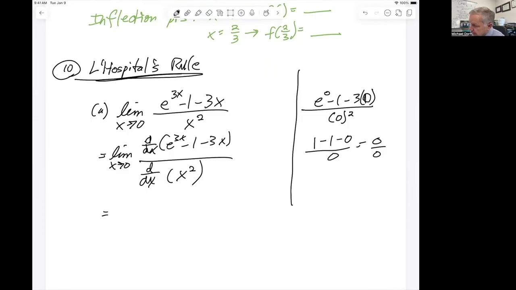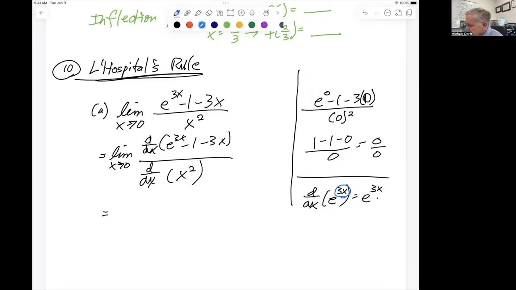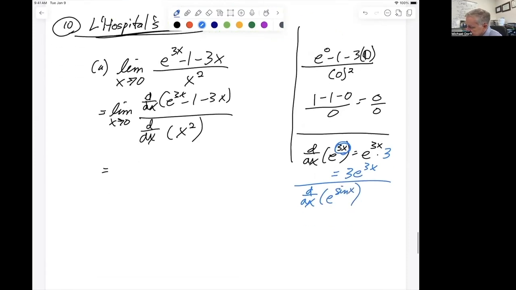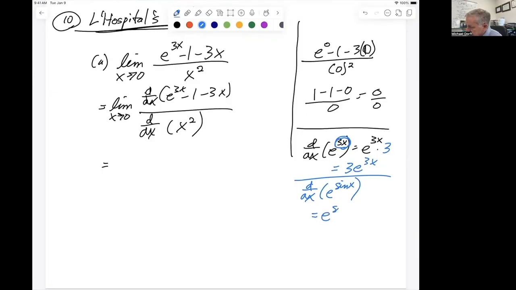So what's the derivative of e to the 3x? By the chain rule, the derivative of e to the 3x is e to the 3x times the derivative of what's in blue, which is 3. That's going to equal 3e to the 3x. If you had something like the derivative of e to the sine x, what's that going to equal? It's going to equal e to the sine x times the derivative of what's in the exponent, which is e to the sine x times cosine x, which might be written another way like this.